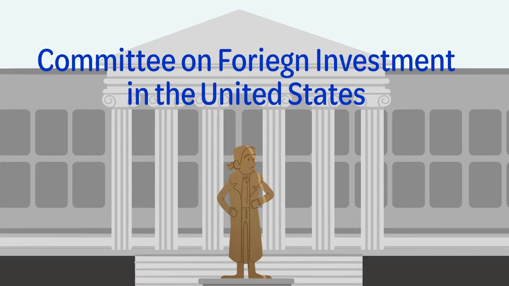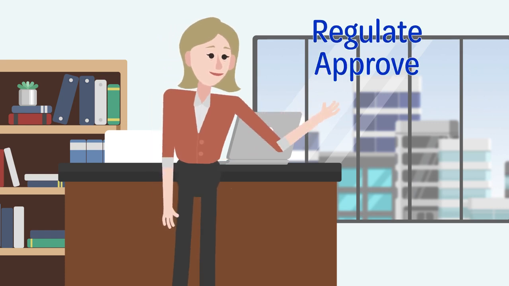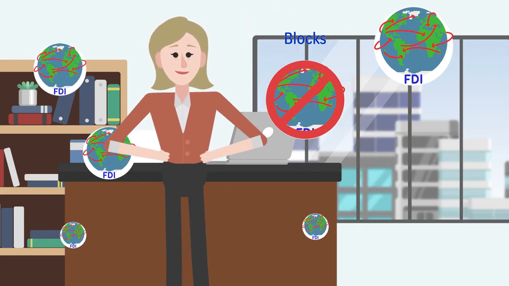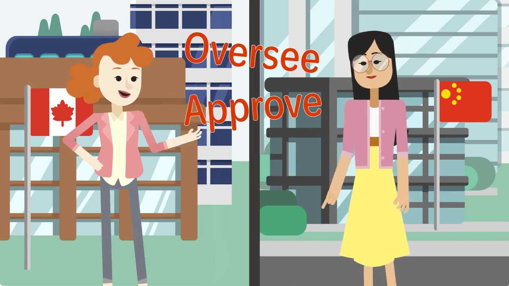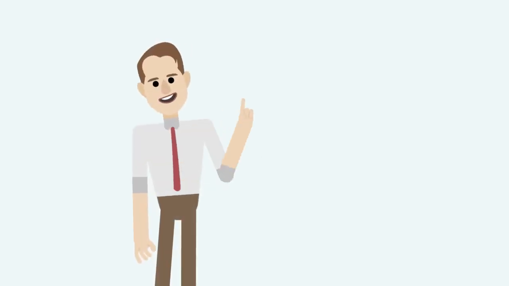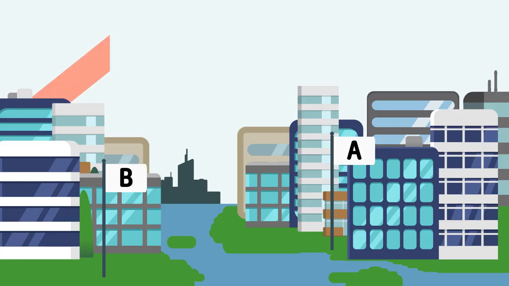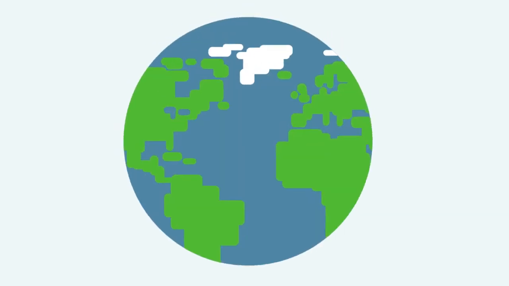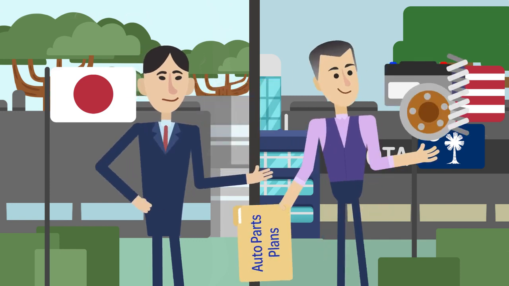The Committee on Foreign Investment in the United States, or CFIUS, has the power to regulate, approve, and deny any purchases, but the committee rarely blocks any FDI deals. Similarly, many other countries have similar organizations that oversee and approve FDI investment. Let's wrap up. We've learned that FDI creates international economic integration by creating stable and long-lasting links between economies and countries. It's also an important channel for technology transfer between countries, such as when Toyota built production plants in the U.S. and taught suppliers how to produce better quality auto parts.